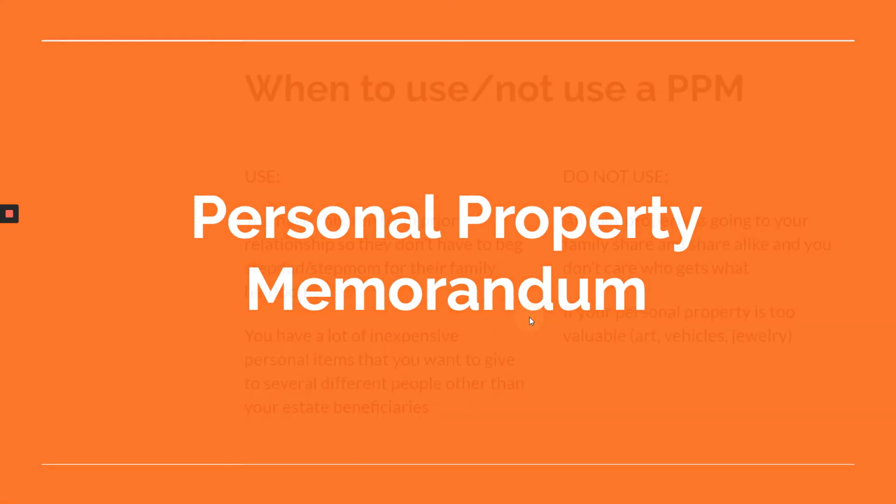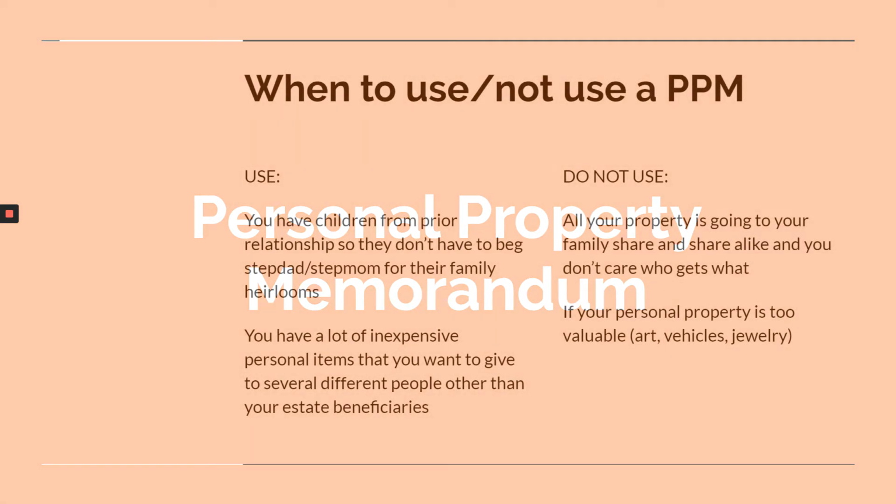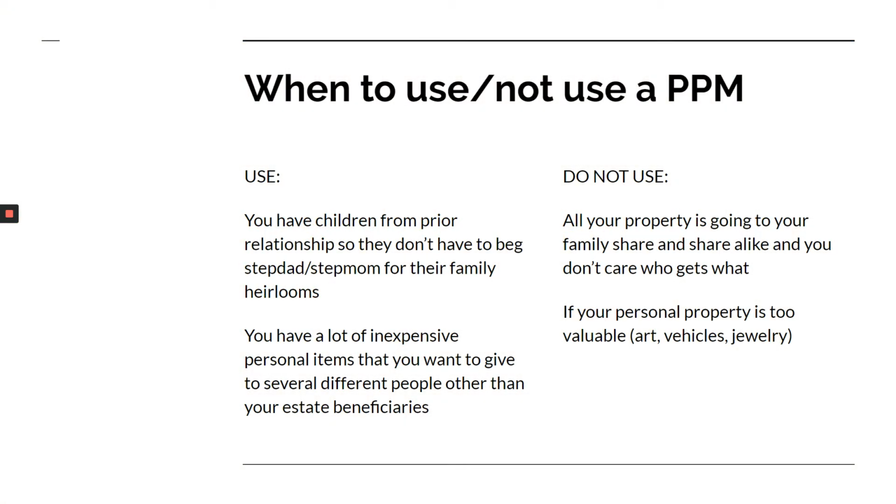So let's take a look at some scenarios where we might want to use it or we might not want to use it. First of all, if you have kids from a prior relationship, I think it's really critical to use a personal property memorandum for family things that are inexpensive, because there's usually a lot of them. They're vacation trinkets or pictures, things that really aren't particularly expensive. You don't necessarily want to put it in your will, but this is a great place for using a personal property memorandum to say that those things go to your kids from the prior relationship and not to your surviving spouse.